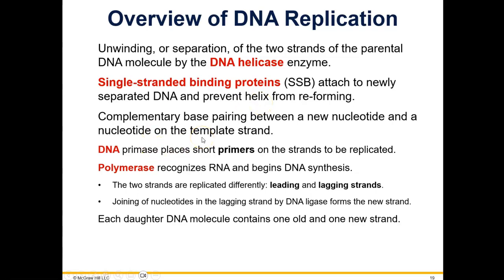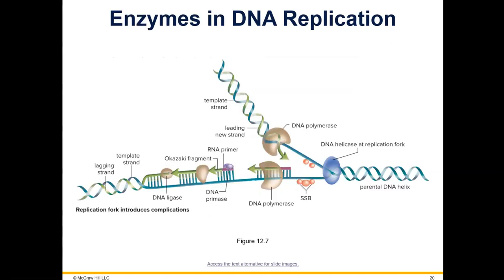The next thing that happens is the replication process starts, and it begins with DNA primase. DNA primase is an enzyme that places short primers, which are short sequences of RNA, on the parental DNA. And then DNA polymerase recognizes the RNA primers and starts adding nucleotides to the old, or parental, DNA strands. And this is what it looks like.